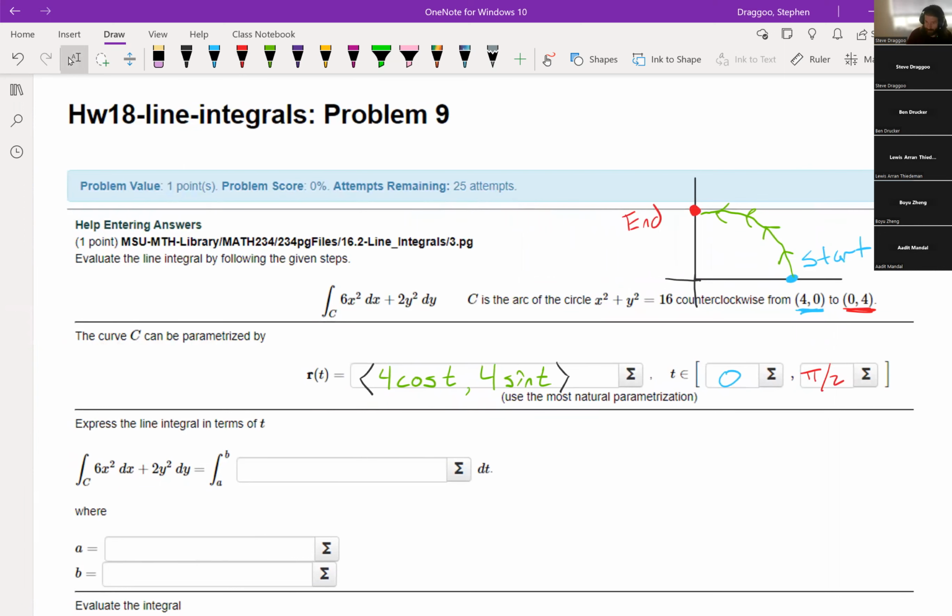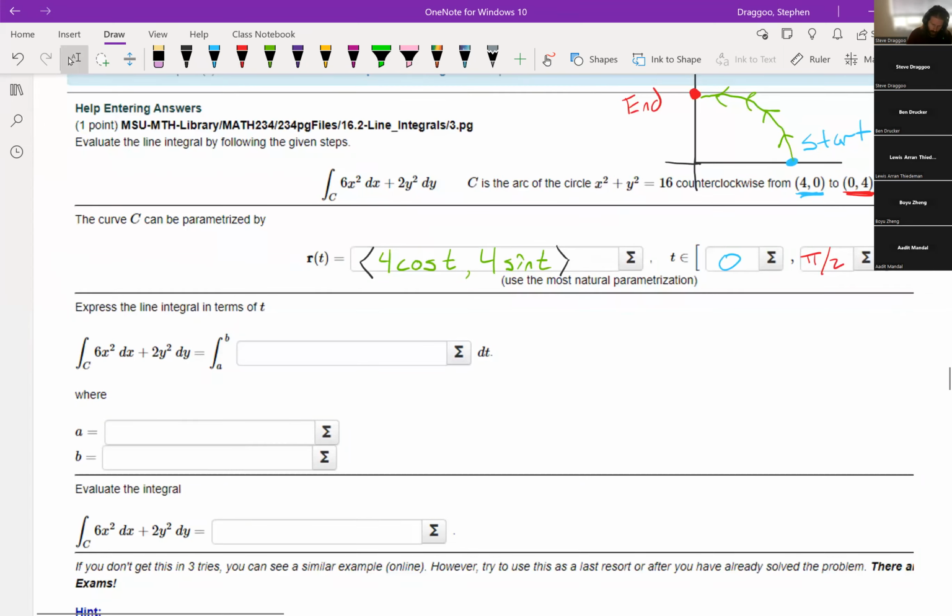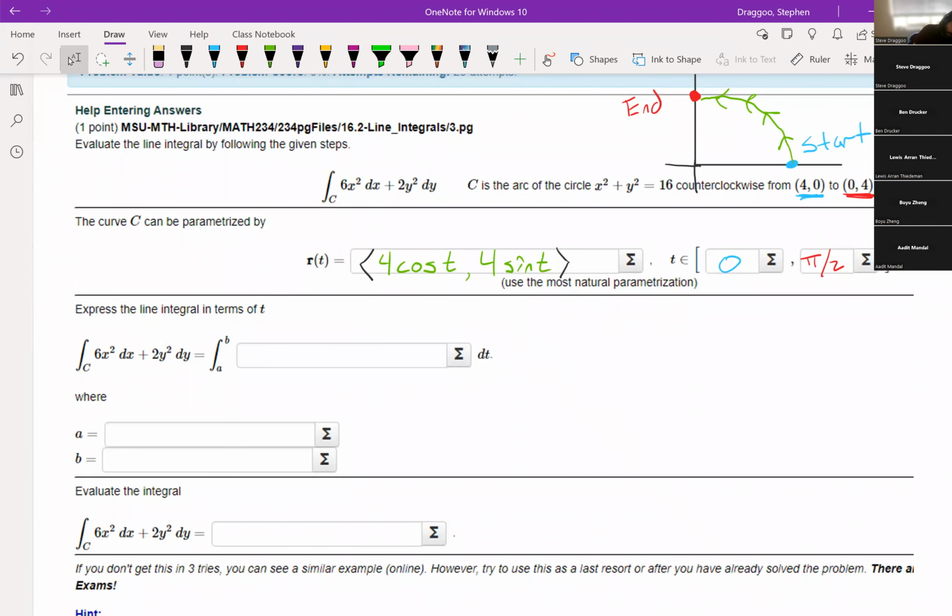Now that we have a parameterization, we can start making some substitutions over here. We'll get the easy parts out of the way. A and B, we already know what they are. A is 0, B is pi over 2, same as we just found as our bounds for t. So I need to substitute for x and y, which means also substituting dx and dy. I already have my x and y, those are the parameterizations. I should calculate dx and dy.